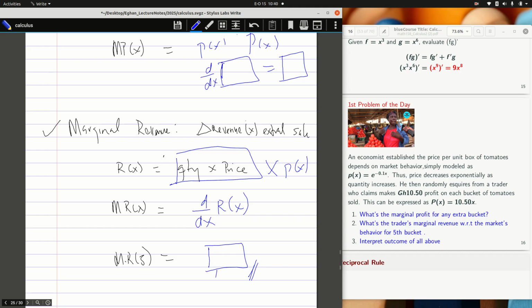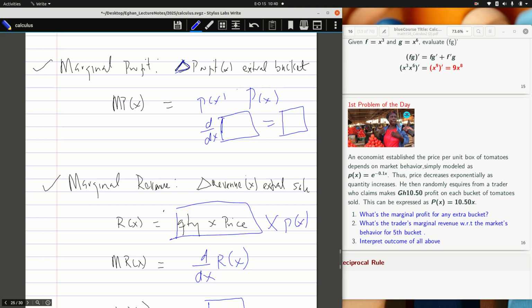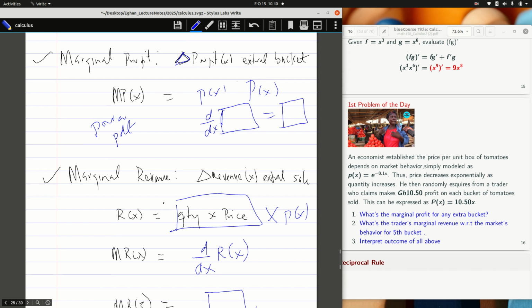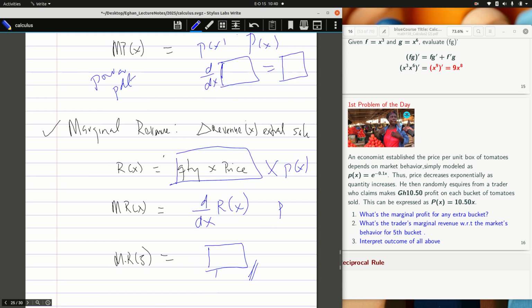You must know when to use the product rule, when to use the power rule. You must comment here, are we using the power rule, are we using the sum rule, or are we using the product rule? And here too, are we using the power rule, are we using the product rule, are we using the sum rule? What are we doing? Interpret your results.